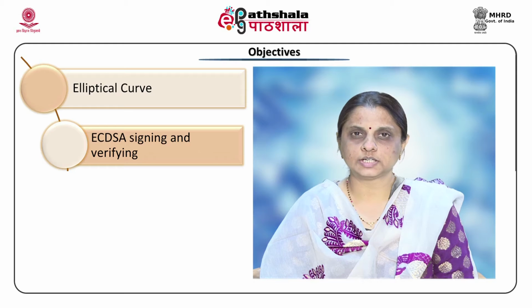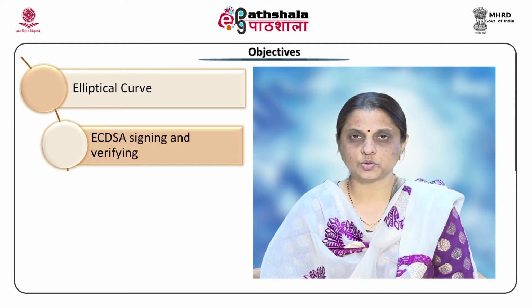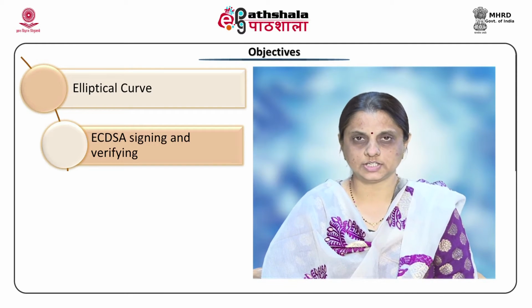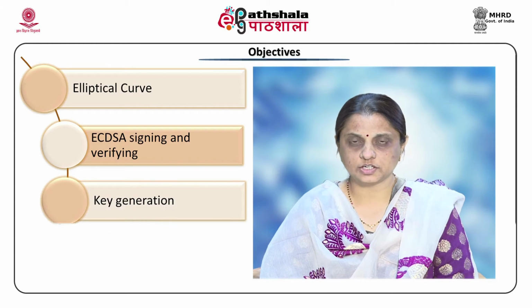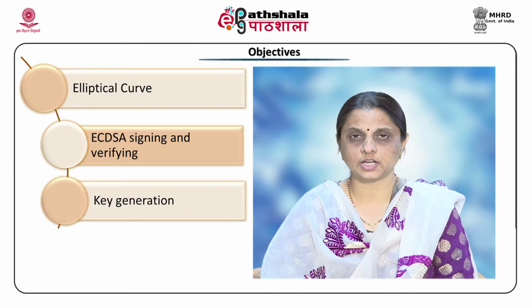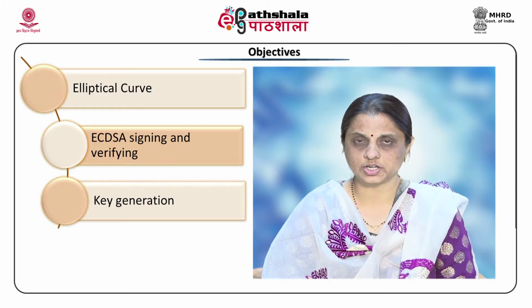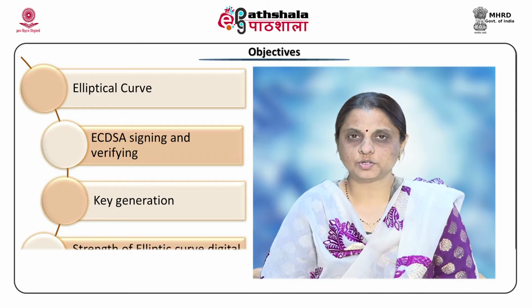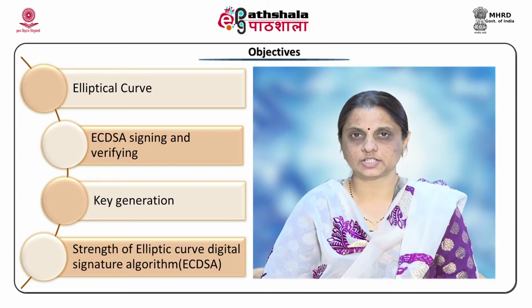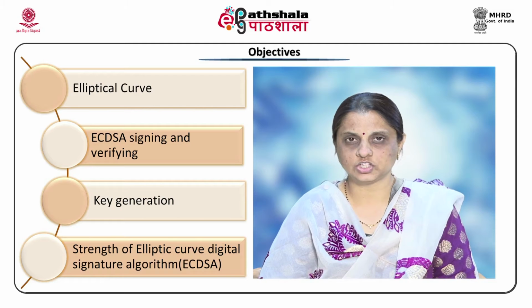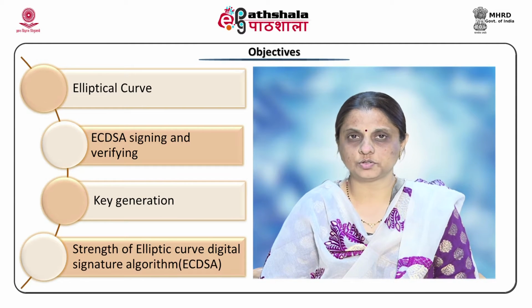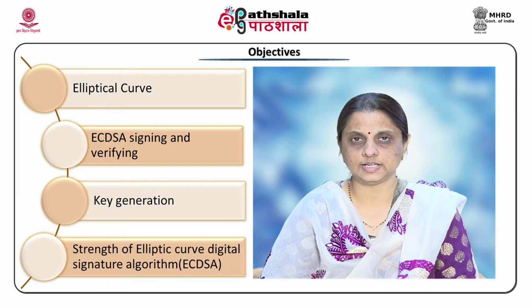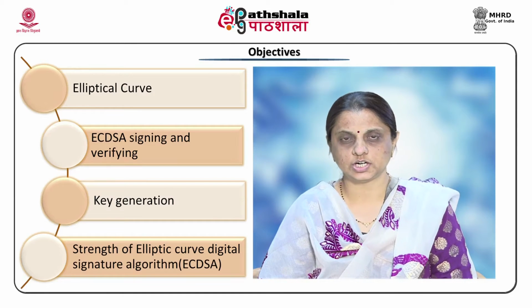How elliptical curve characteristics can be used to generate a signature. What are the points that we can consider for generating the signature, and how signature generation and verification is done. We are going to check in detail how verification of the signature and generation of the signature is being done, and then we are going to check the strength of this elliptical curve digital signature algorithm.